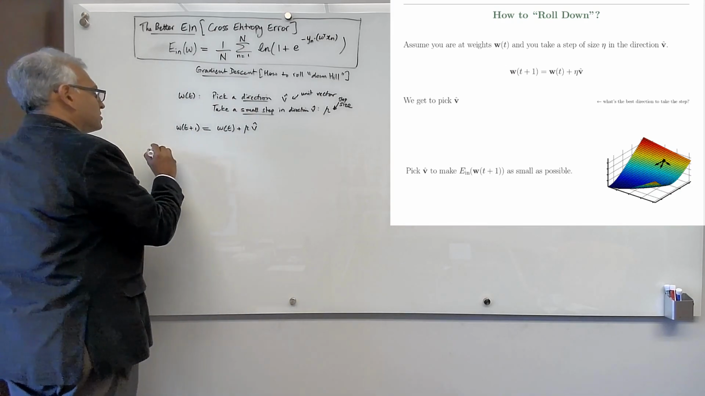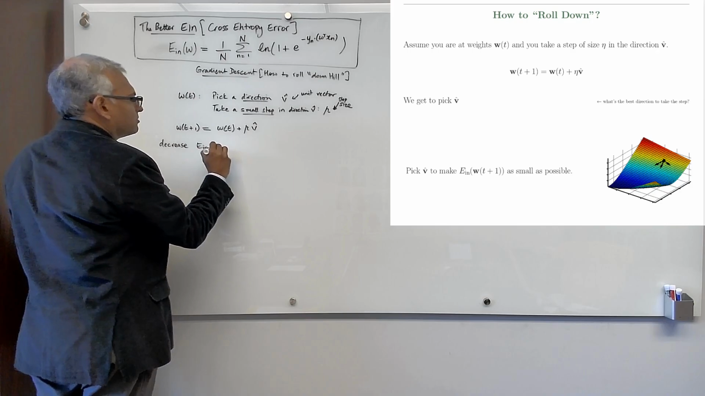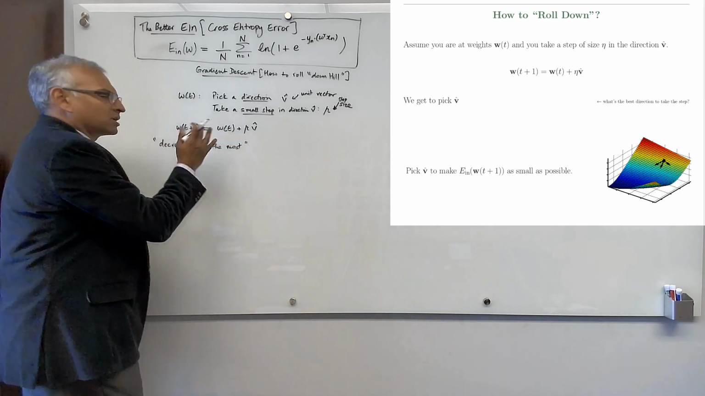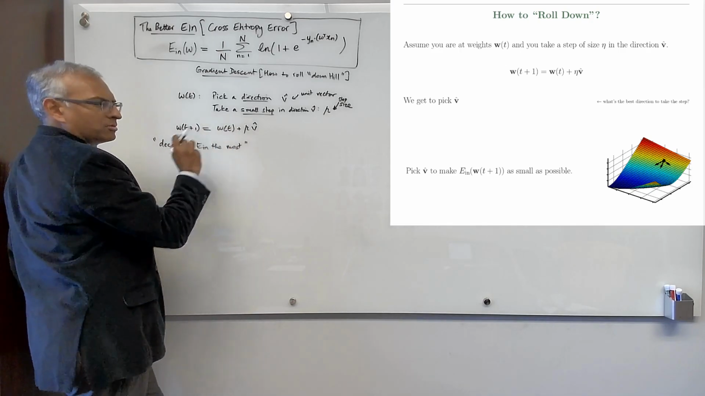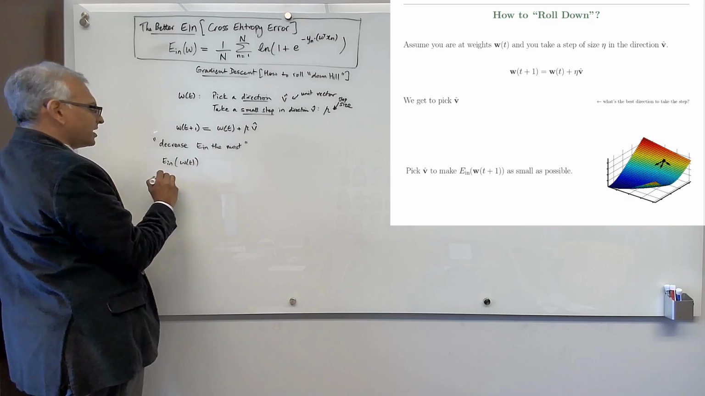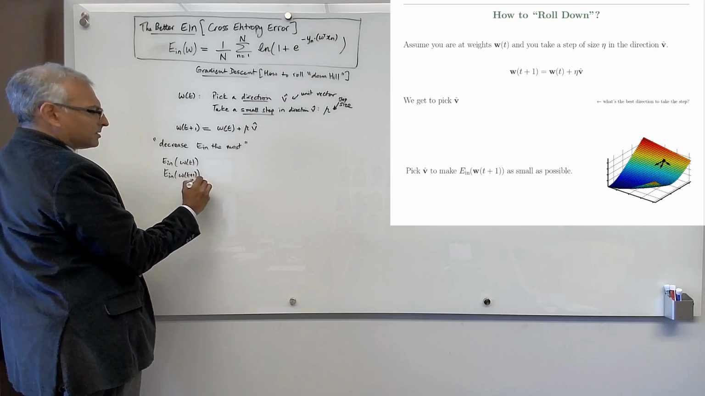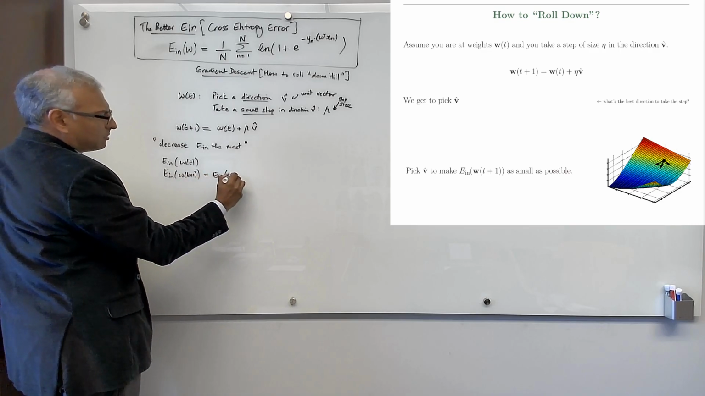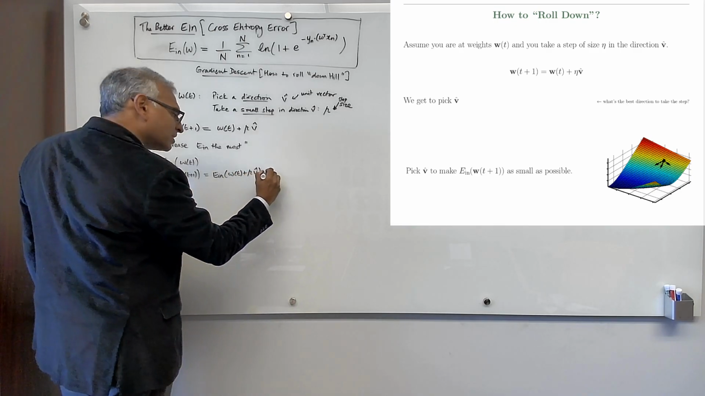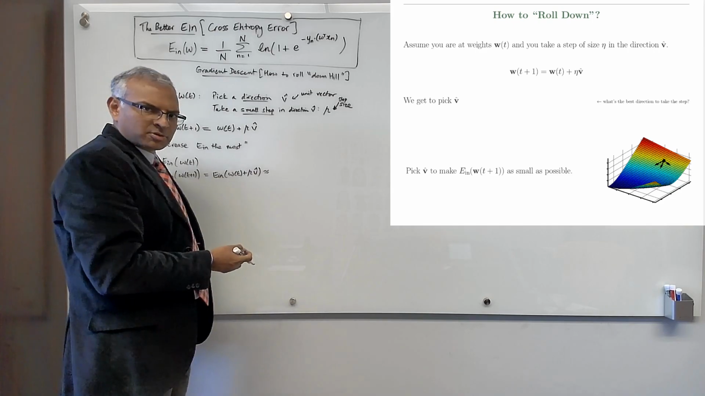Okay. So decrease E_in the most. That's the idea. Let's look at what E_in is doing. Before the move, you have E_in at w(t). And after the move, you have E_in of w(t+1), which is E_in of w(t) plus eta v hat. Because we have chosen eta small, we can apply the first order Taylor approximation from calculus.